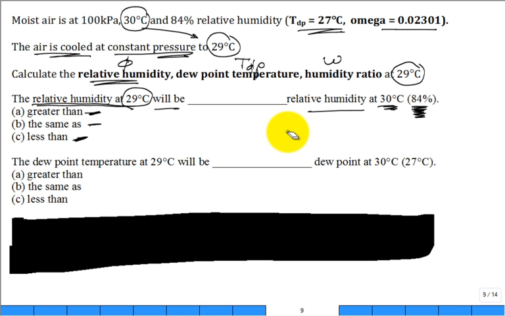What does the dew point temperature do? It was originally 27 degrees C. The air was at a dry bulb of 30, but I'm going to cool it to 29. The dry bulb's now at 29. But what about the dew point temperature at that new condition? Is it greater than 27, the same as 27, or less than 27? Hopefully that's not too confusing of a question. I'm going to give you a little extra time, a little over a minute. Talk to your neighbor. Everybody get in?